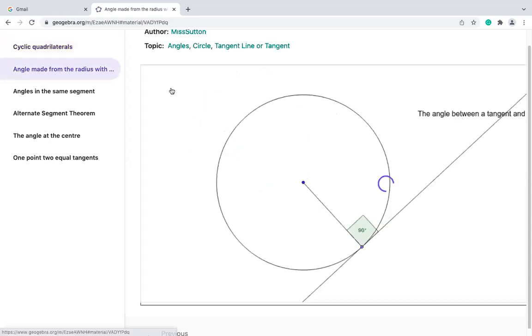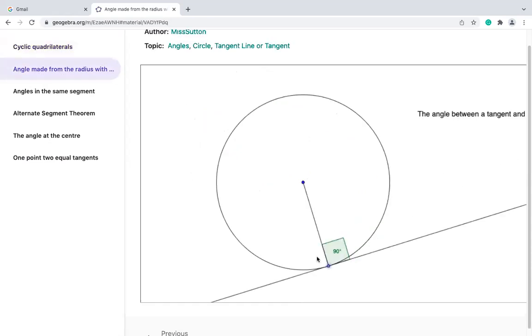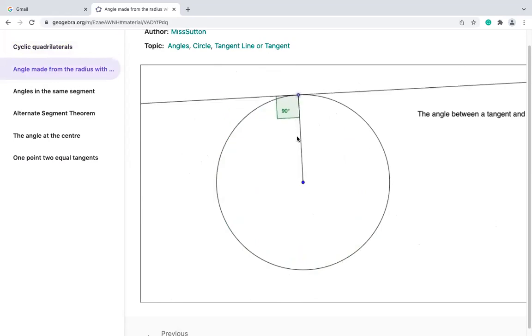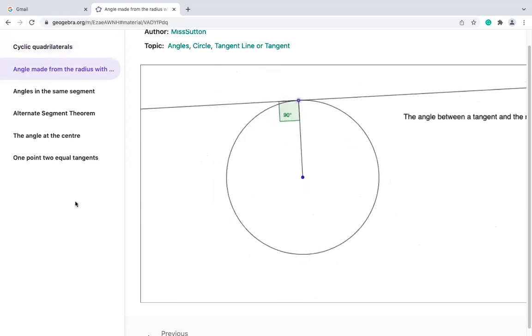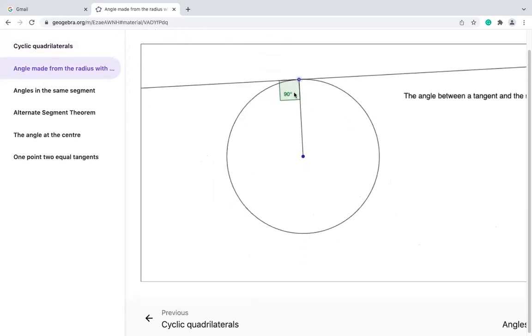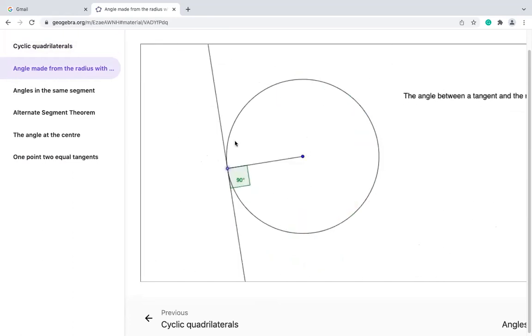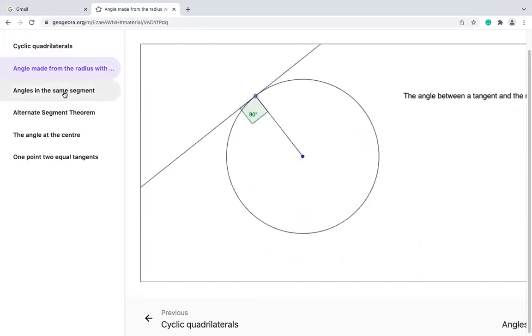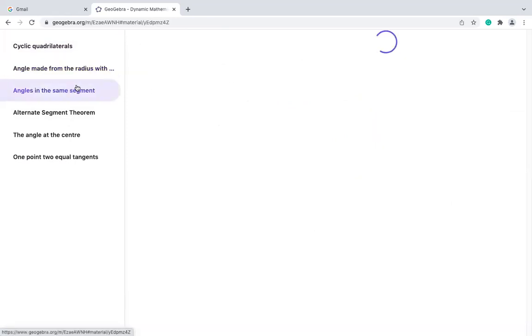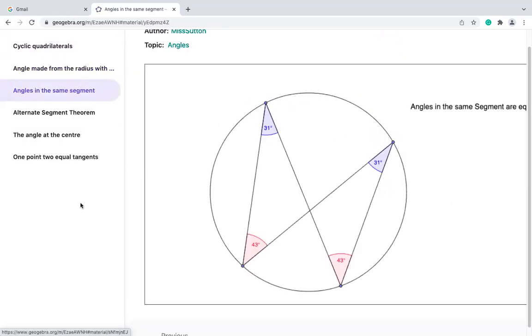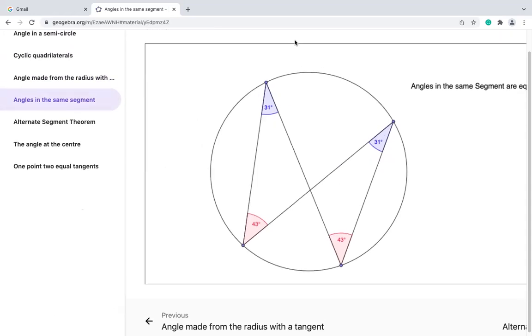Next, we already discussed that anywhere you take the point of contact, it is always going to be a right angle. So we have already discussed the point of contact. Now these three properties that I'm discussing now are very important. The first property that we have is the angle on the same segment.